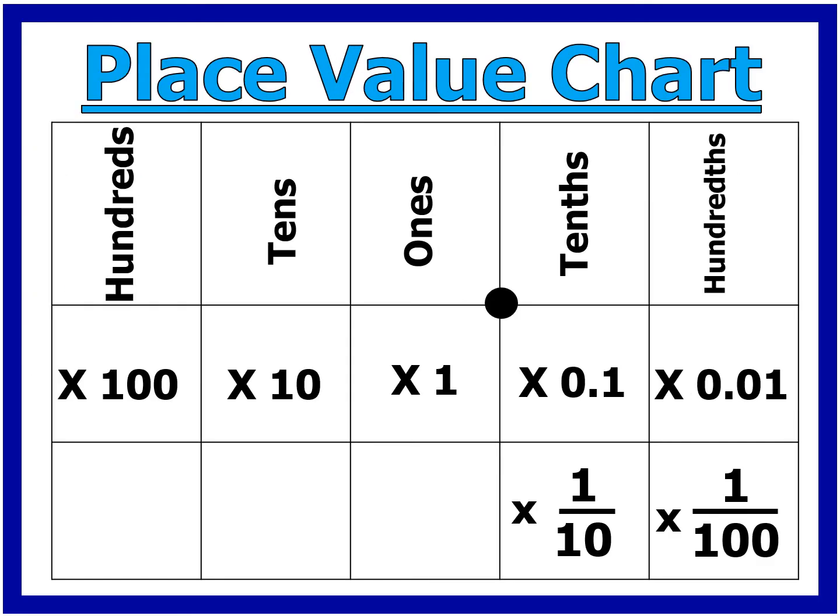This is just a place value chart. I have the hundreds. I would multiply whatever digit I have times 100. Tens, I would multiply by 10. Ones, I would multiply by 1. Tenths, I would multiply by 1/10 or the fraction 1/10. And hundredths, I would multiply by 1/100, or times the fraction 1 over 100.